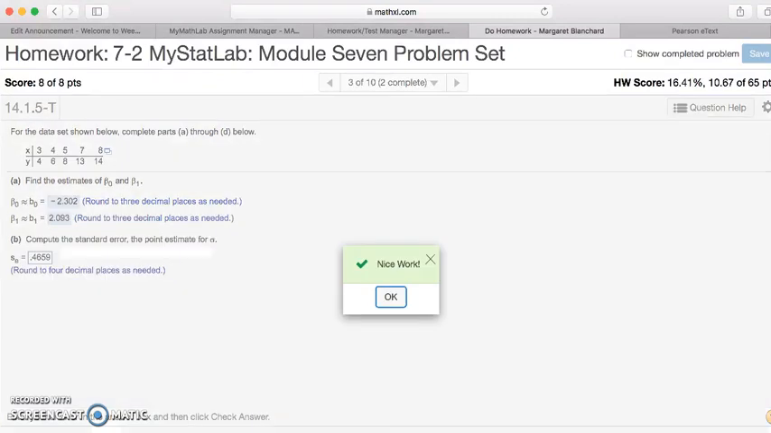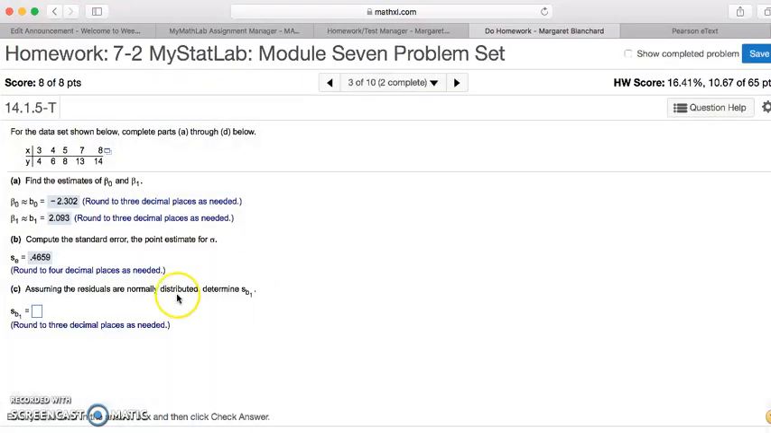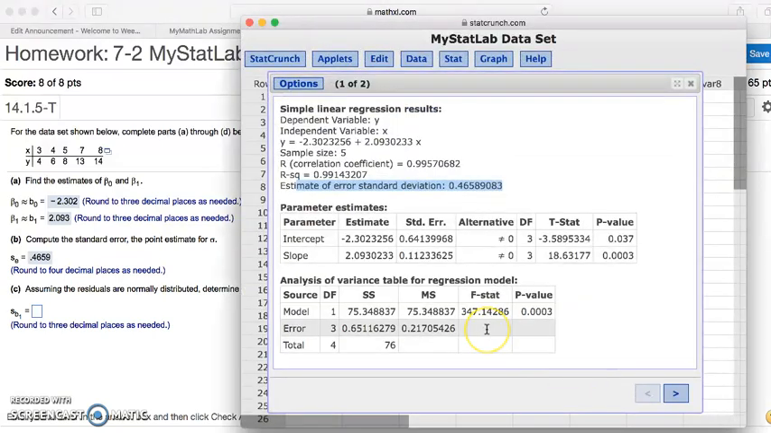Let's check our answer. Okay, now assuming the residuals are normally distributed, determine s b1. Remember, b1 is our slope, and this s is for standard error. So we're looking for the standard error of our slope. That's right here. We're rounding to 3 decimal places, so that gives us 0.112.